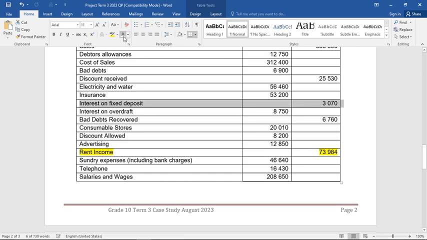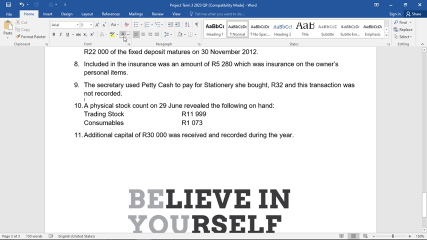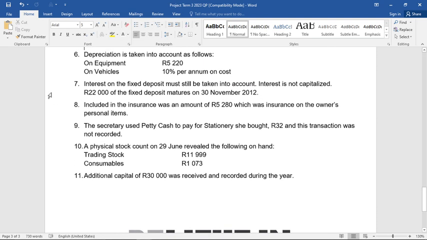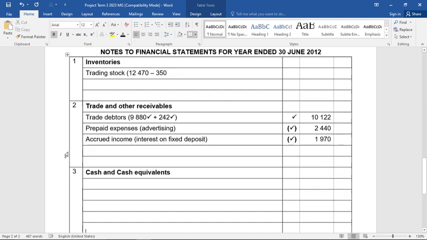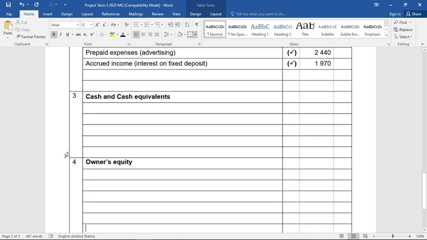The last sentence of this adjustment said that 22,000 Rand of the fixed deposit will mature within the next 12 months. Can you remember what you do? It now means that the 22,000 is not a non-current asset, but becomes a current asset because we'll be receiving this money within the next 12 months. If it's going to be a current asset, we are going to show the 22,000 as part of cash and cash equivalents. Happy?